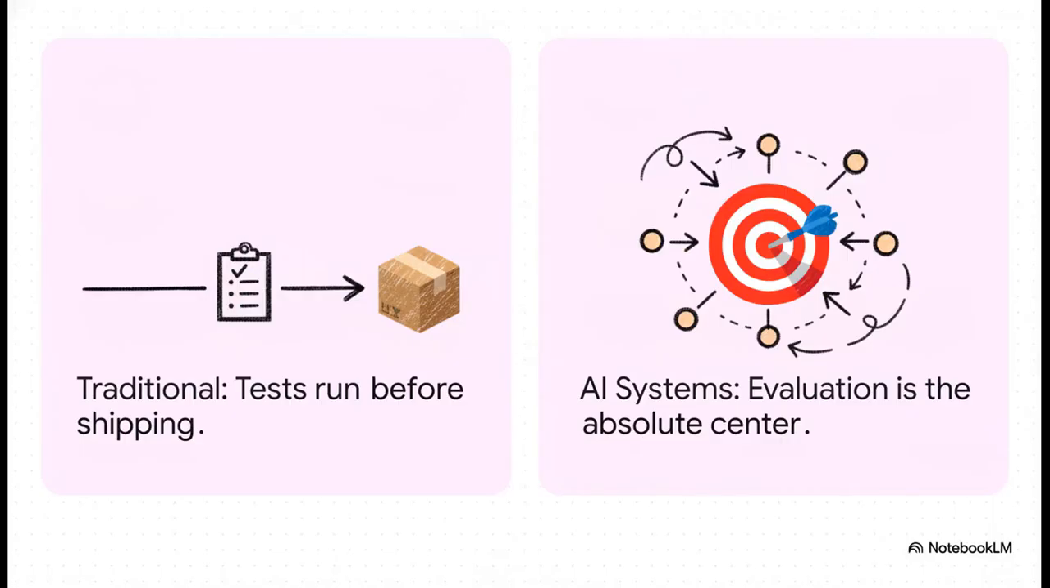Think about traditional software for a second. Tests are basically a final gate before shipping, right? But in AI systems, models are non-deterministic. They do not return the same thing every single time. And worse, they can be confidently wrong. That means evaluation has to sit at the absolute center of your design.